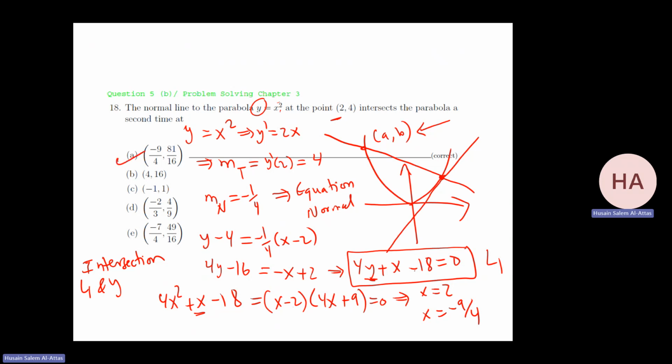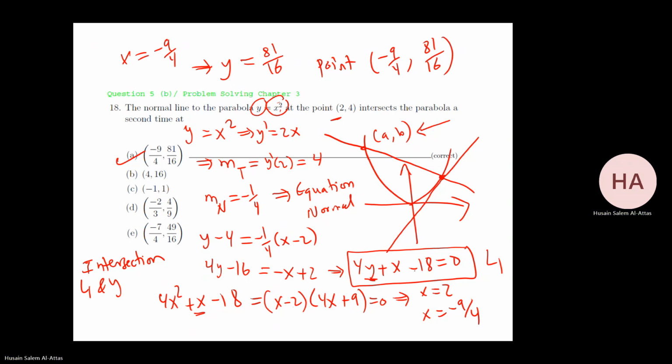Actually, you can check: if x equals minus 9 over 4, what will be y? The square of that, which is 81 over 16. So it is the point minus 9 over 4 and 81 over 16. What is this answer?